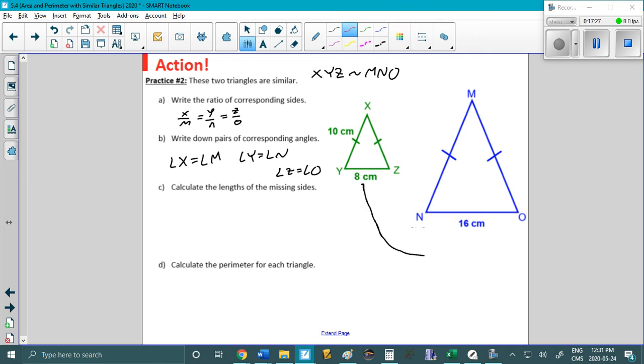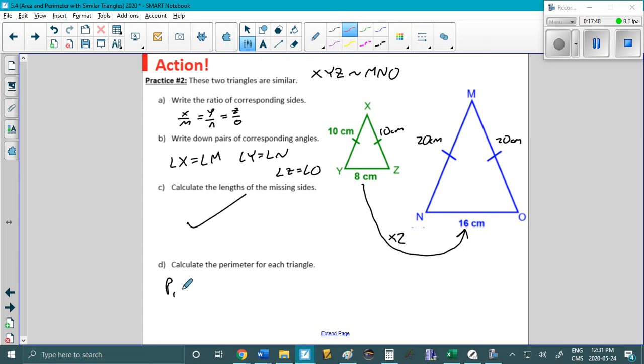Well, let's see here. How do you get from 8 to 16? Times 2. So 10 times 2 is 20 centimeters. And you might remember that these little ticks tell us that the sides are the same. Okay, check. Calculate the perimeter.